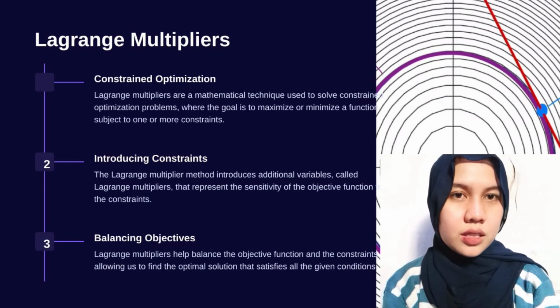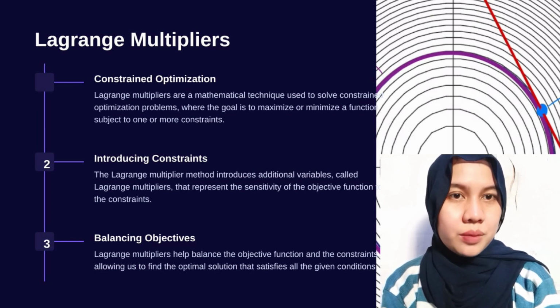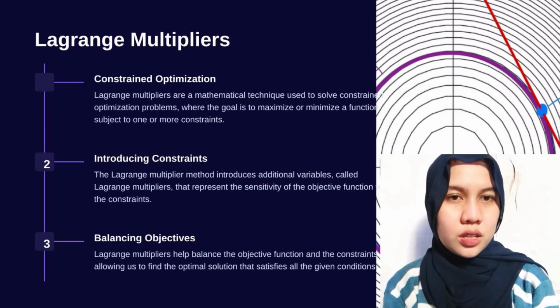Lagrange multipliers. One, constraint optimization. Lagrange multipliers are a mathematical technique used to solve constrained optimization problems, where the goal is to maximize or minimize a function subject to one or more constraints. 2. Introducing constraints. The Lagrange multipliers method introduces additional variables called Lagrange multipliers that represent the sensitivity of the objective function to the constraints.